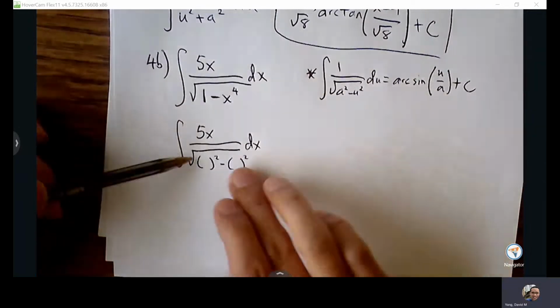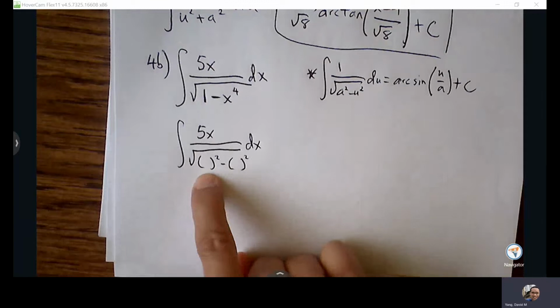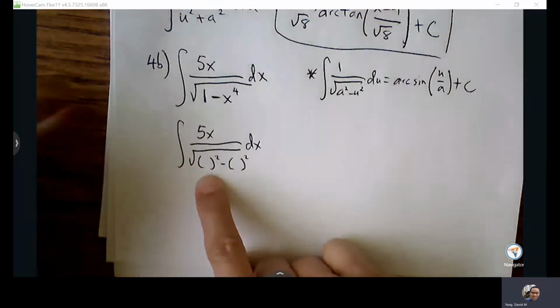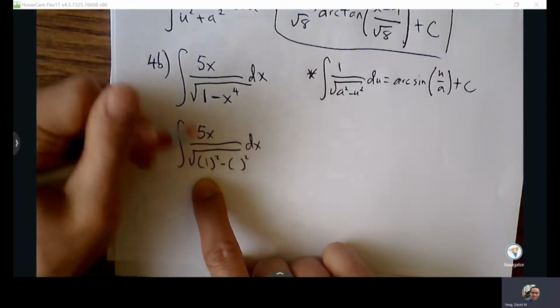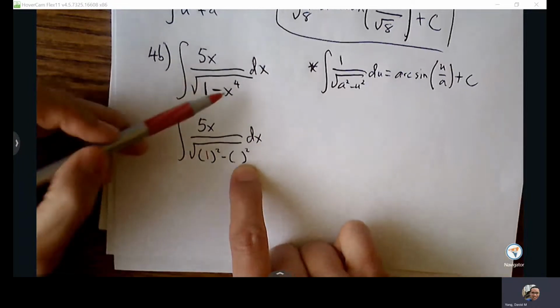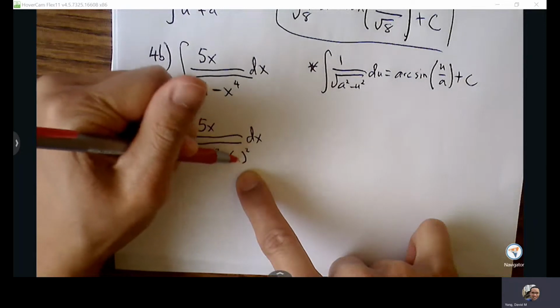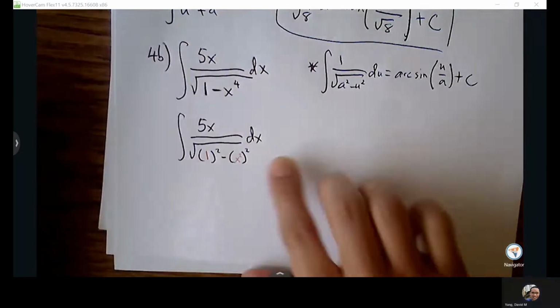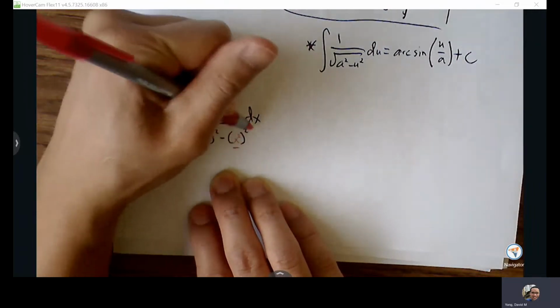Okay, so let's fit this into the problem without changing the overall value. What can I put inside the first set of parentheses? Just a what? 1. Okay, 1 squared is the same thing as 1. What can I put inside a second set of parentheses? X squared. So x squared squared is the same thing as x to the 4th. We just made it easier for us to identify the a and the u value.